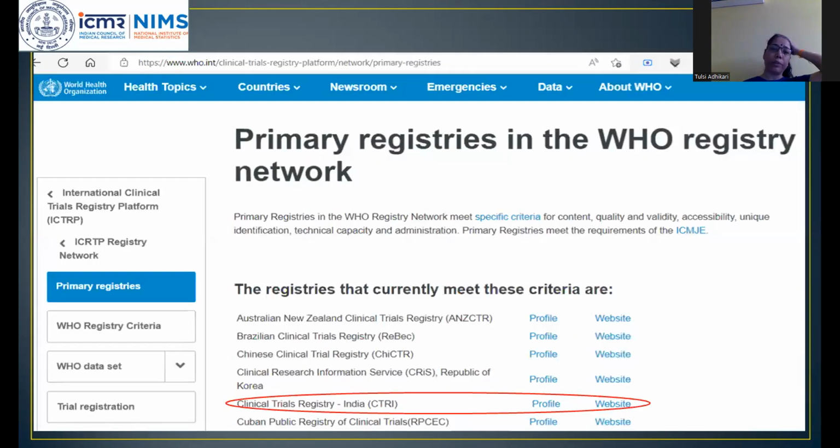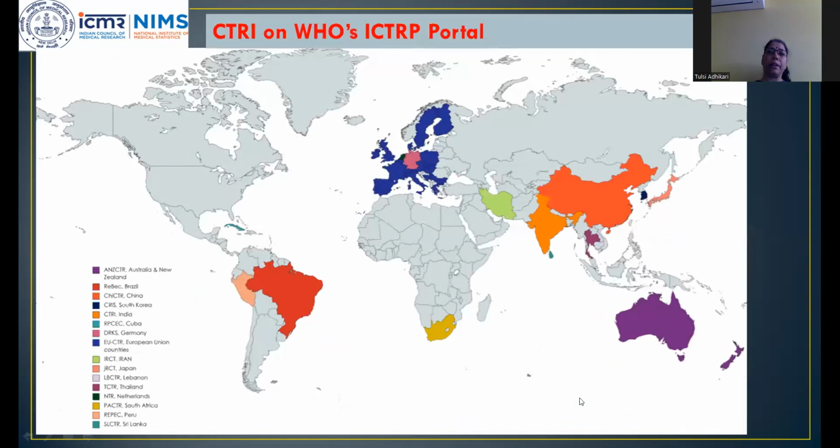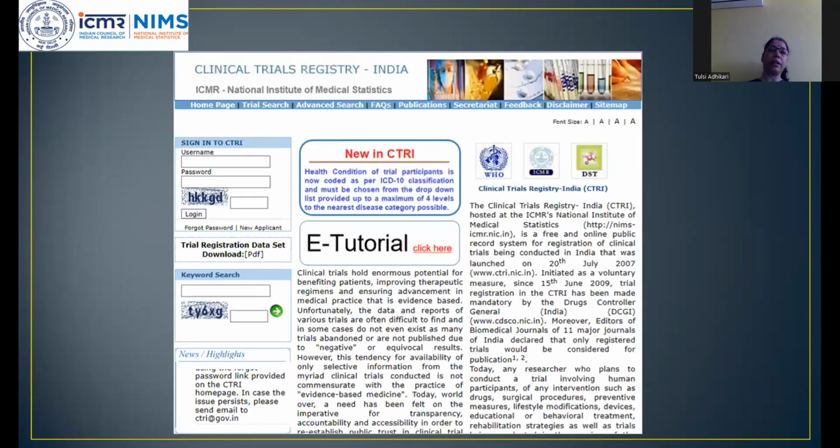On the WHO website, you can see these primary registries in the WHO registry network. You can see CTRI is available here. This is the network of WHO's ICTRP portal, and CTRI in India is here. And this is the website of Clinical Trial Registry India. You all must be familiar with this homepage.